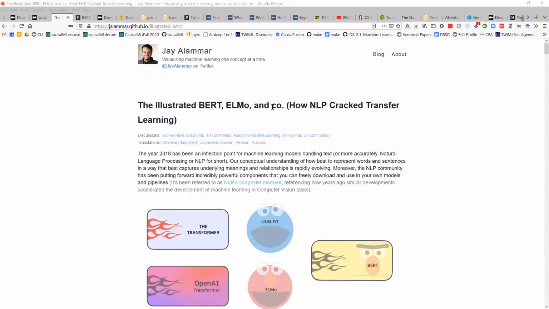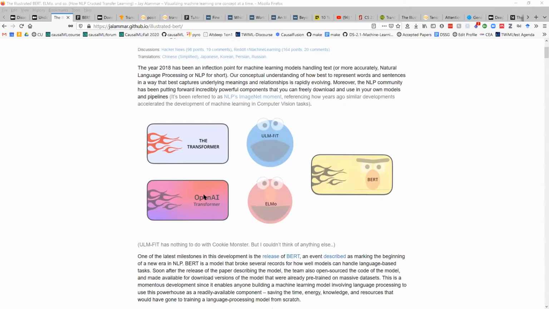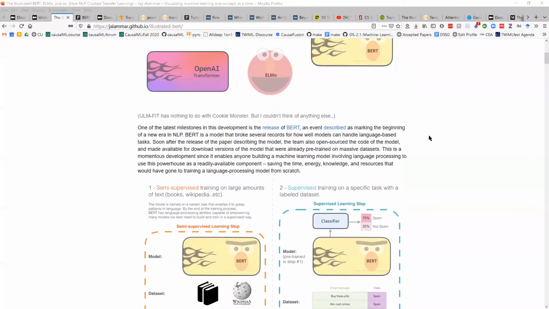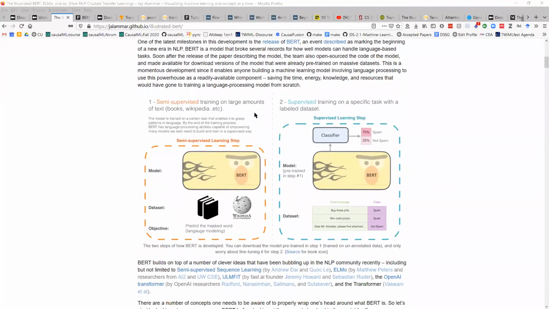All right, so let's dive into this. Jay Alammar, the guy that we know from his tutorial on transformers, has written another tutorial on BERT, Elmo, and company. He talks about ULMFit, OpenAI, Elmo, and BERT, and this is a very superficial introduction, but I think it's really useful as well. So let's just go through it. First he shows, and this is a really interesting thing for anybody starting out, what kind of things BERT can do.